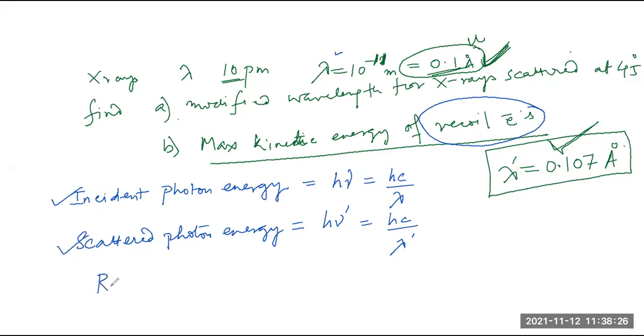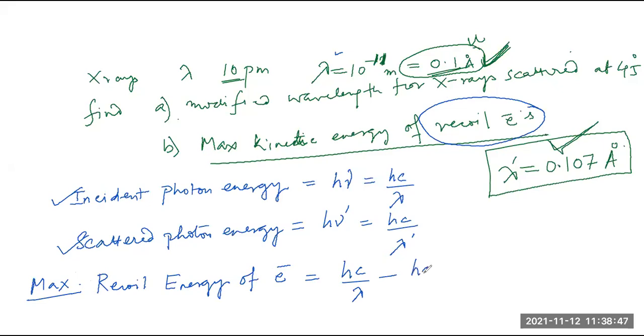Hc by lambda minus Hc by lambda prime. Recoil Hc common हो जाएगा 1 by lambda minus 1 by lambda prime. रिकॉइल एनर्जी ऑफ इलेक्ट्रॉन, let's say the maximum recoil energy, ये max carry करेगा, and that is equal to Hc by lambda minus Hc by lambda prime. Is it okay? Hc common 1 by lambda minus 1 by lambda prime.